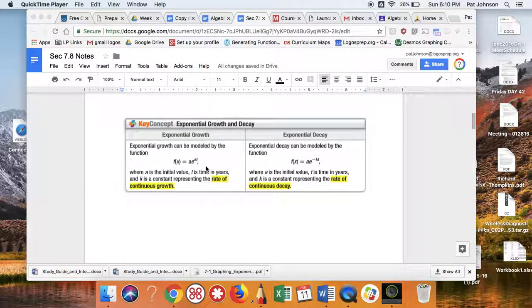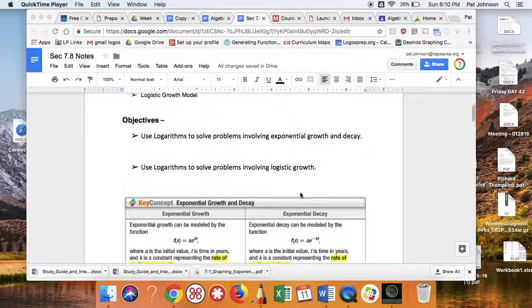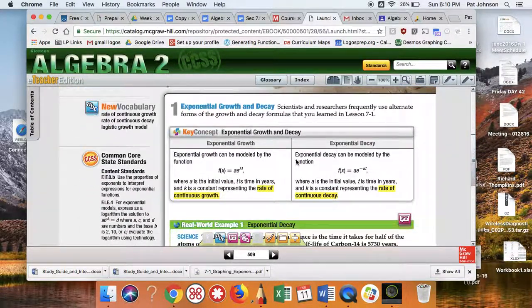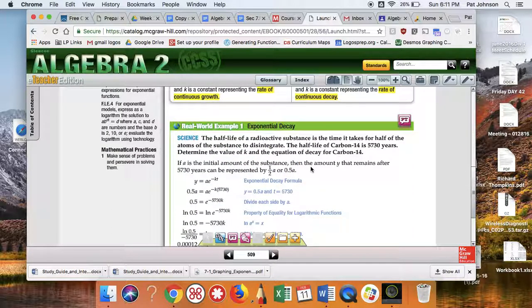Here, the rate k is the rate of continuous growth. And how do you know if it's growth or decay? k is positive for growth, and k is negative for decay. So what is the rate of continuous growth? It's just k, a constant which represents that rate. It's positive, it's continuous growth. The rate of continuous decay is just the value of k in a continuous growth function where k is negative.